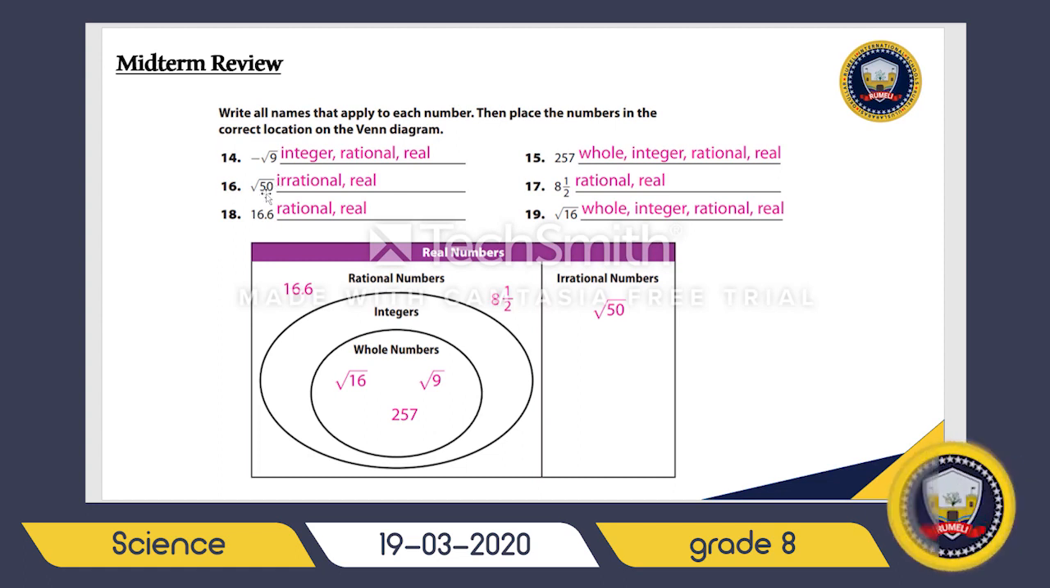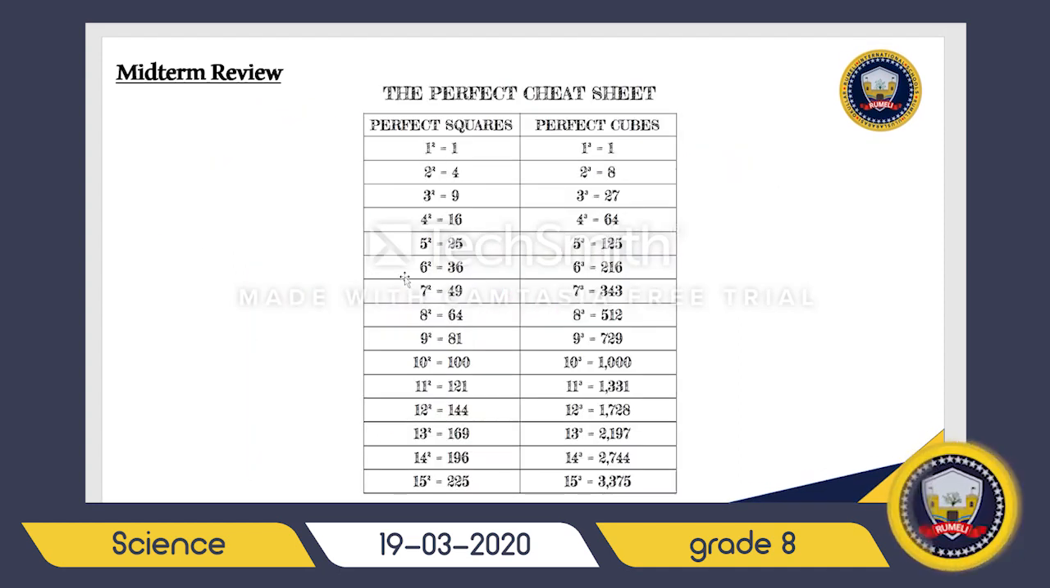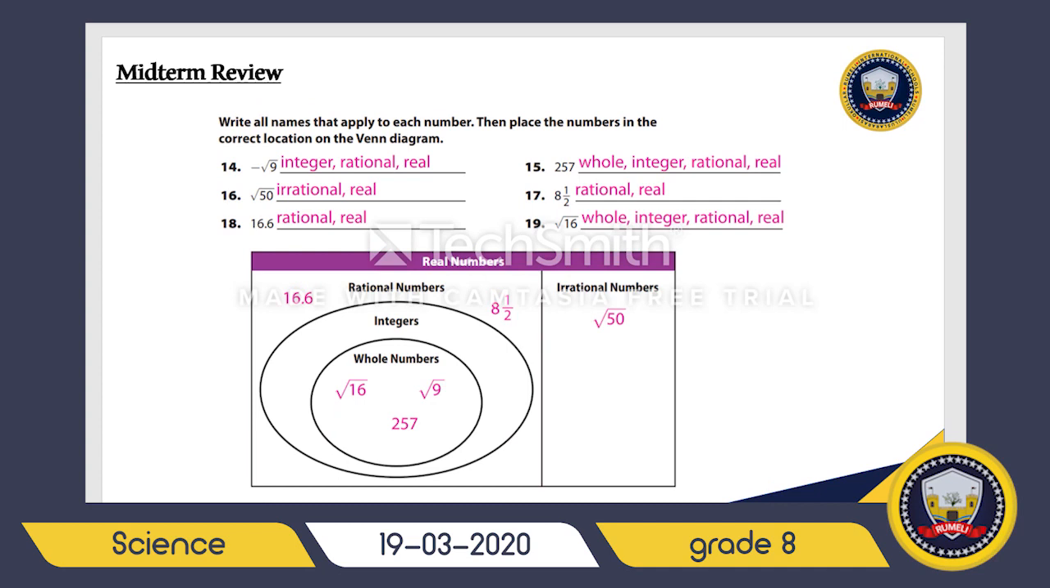Square root of 50 is what? Is 50 a perfect square? No, I don't remember it. I can see it in the list here. I don't have it. I have 49 and 64. I don't have 50 in between. So 50 is not a perfect square. So it should be irrational. Remember this rule all the time.